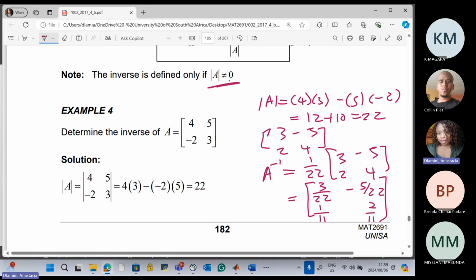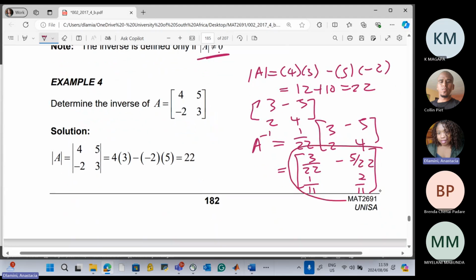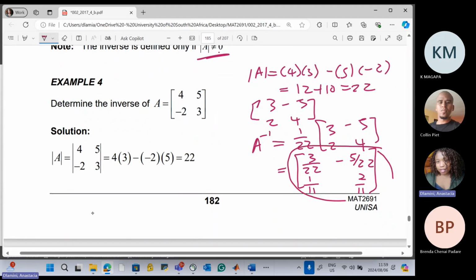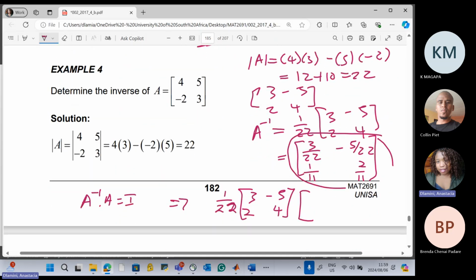So that's the inverse. Now, how do you check this is the inverse? You take this over here. You say, okay, fine. The inverse times A should give you an identity. Meaning that if you take 1 over 22, while it still has that 22, minus 5, 2, and 4, and multiply it with the matrix A, this one over here, 4, 5, negative 2, and 3, this should give you a 2 by 2 identity, which is equal to 1001. That's how you check if your inverse is correct.